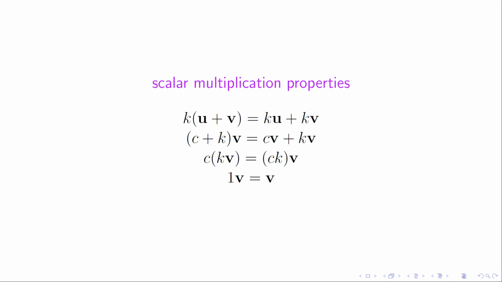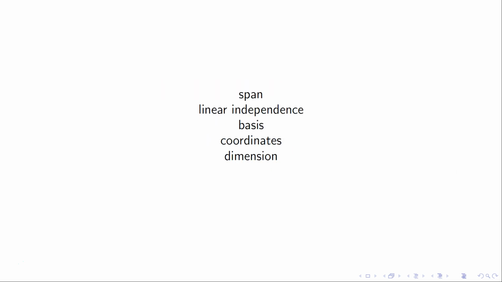There are some other properties that we need to hold. I'll just throw these up on the screen here. You would call maybe the first two the distributive property, but it's a slightly different kind of distribution happening there. And scalar multiplication has to play nicely with numerical multiplication in the third property there. And the number 1, when we multiply a vector times the scalar 1, we should just get v again. It should behave that way.